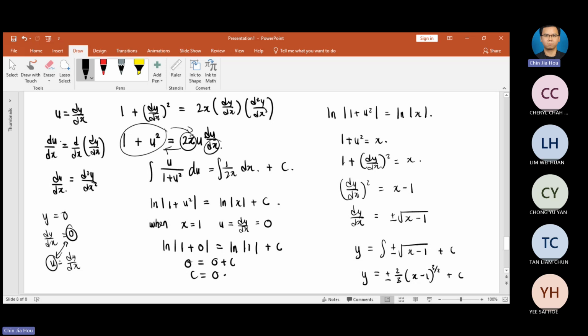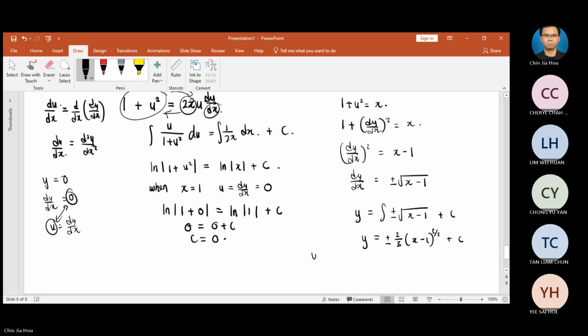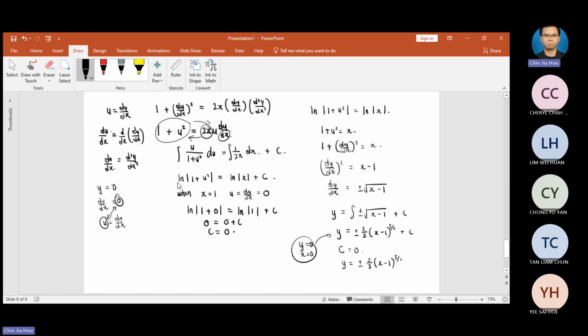Then suddenly my initial condition comes back again: y equals 0, x equals 0, in order to find that c. Substitute in, you get c equals 0 again. So ultimately, the answer for this whole thing is this. Instead of me explaining the whole thing, you take down the answer, think about it, ask me if you don't understand.